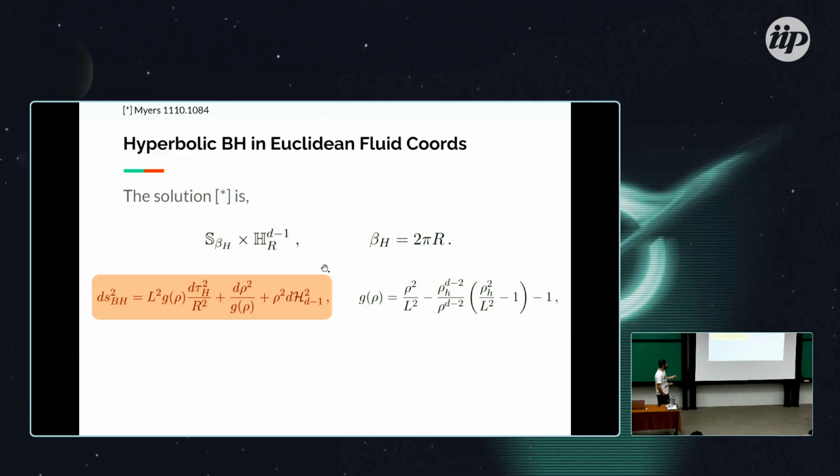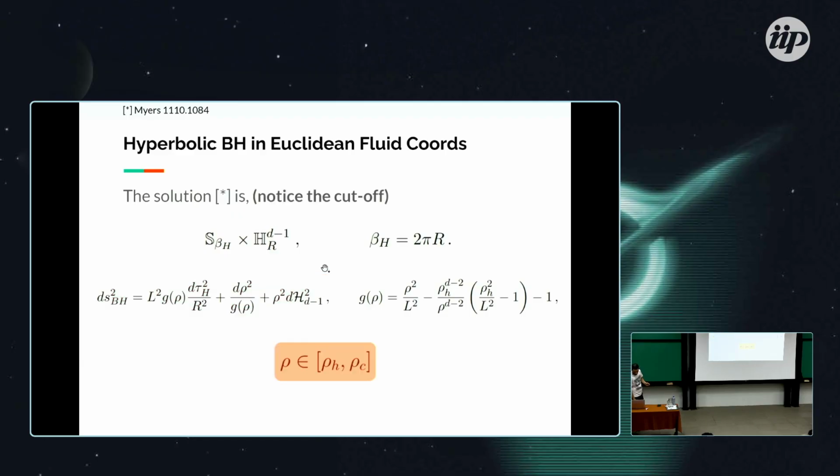This is the metric that you put, and what you find when you solve the equations of motion is that the blackening factor here in g only has a single free parameter, which is rho h, that we will need to fix in order to accommodate the tension. And I make a very simple comment, but I promise that it will be useful later.